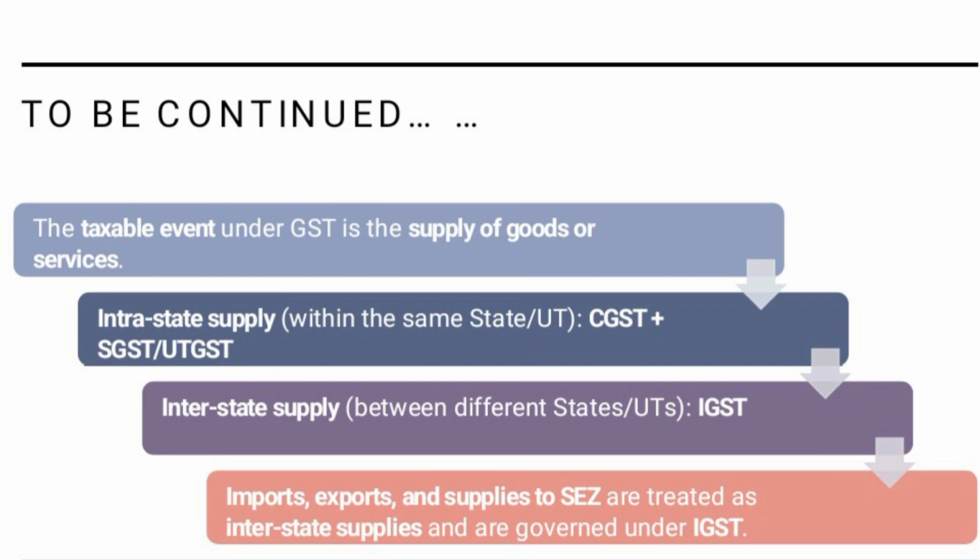Inter means between two states, between different states or UTs, between two different states or between a state and UT. Okay, suppose Odisha and Maharashtra. The supplier is in Odisha, the recipient is in Maharashtra. It is an interstate sale. Here in case of interstate sale, IGST arises. Then import of goods, export and supply to SEZ are treated as interstate supplies and are governed under IGST.